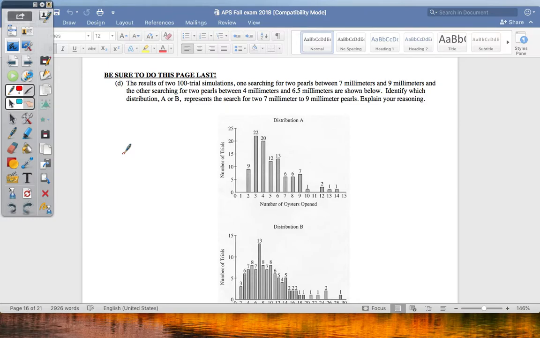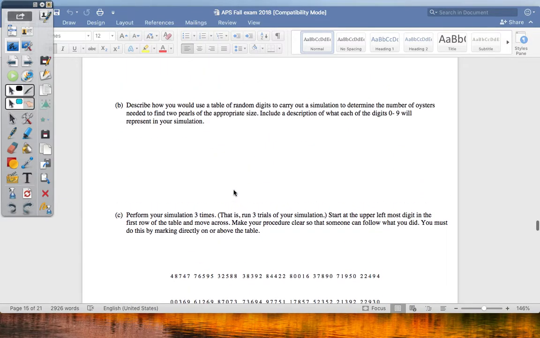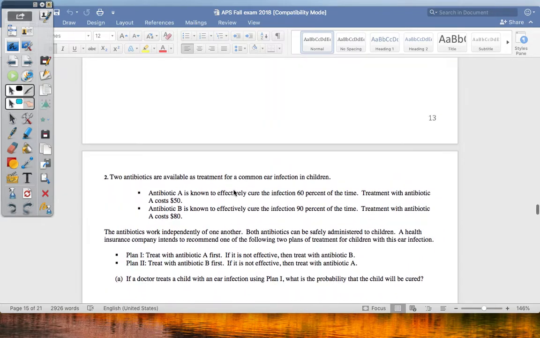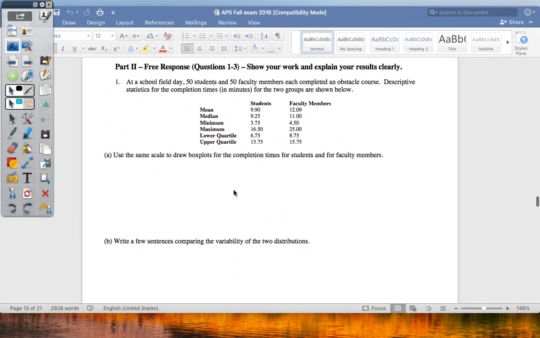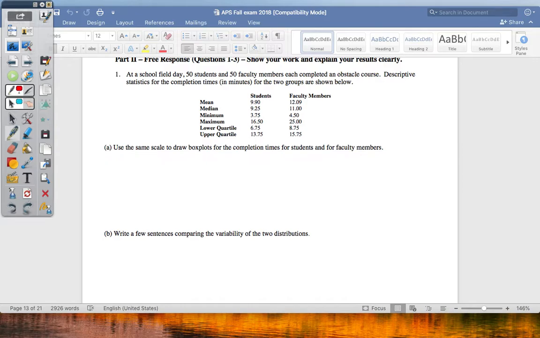What I'd like to do real quick is just identify with, I'm going to scroll up here, and I'll actually start on number 1 and just kind of go through with you what we're looking for. The first thing it says, use the same scale to draw box plots. A couple things that we want to make sure we note that a lot of you missed. First of all, the same scale, that's a big issue.